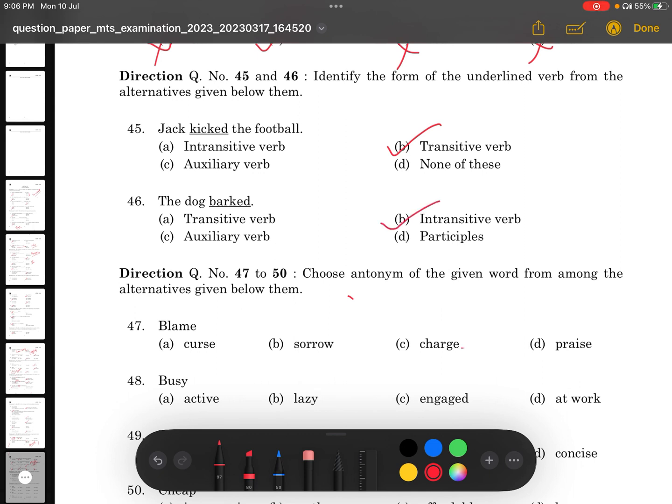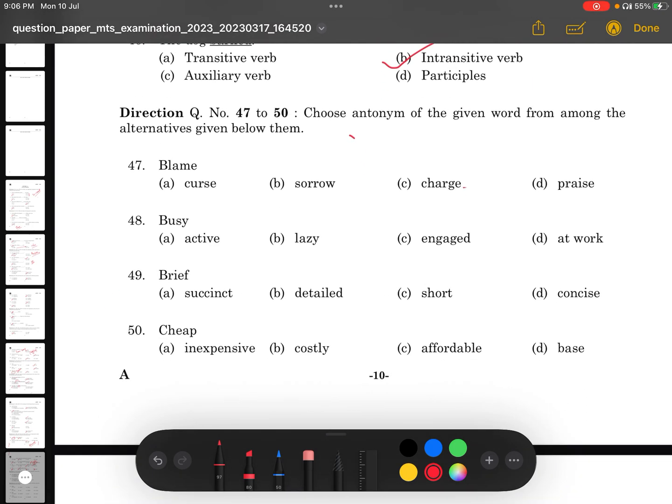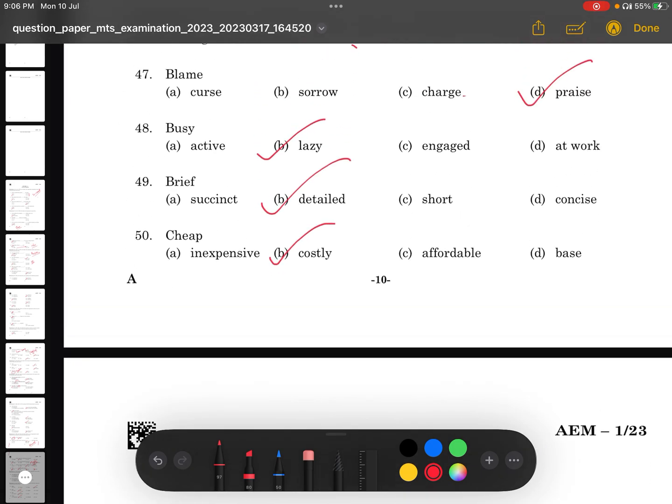Now the next questions: some antonyms are to be chosen. The first word is blame. So blame means what? Praise. You have to find the opposite. Then busy means what? Lazy, right? Brief means what? Brief means detailed, right? Cheap means what? Costly, correct? So I think these are the 50 questions given here.